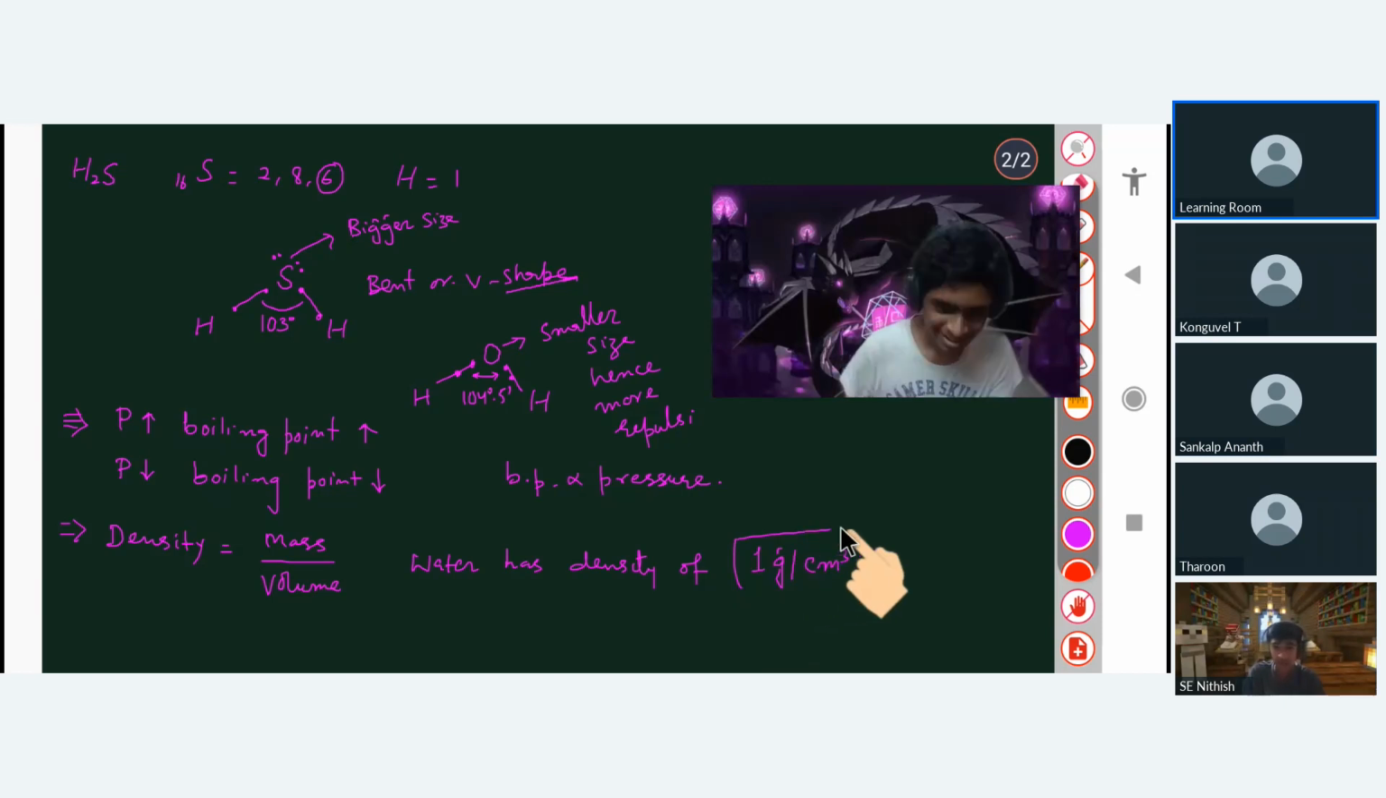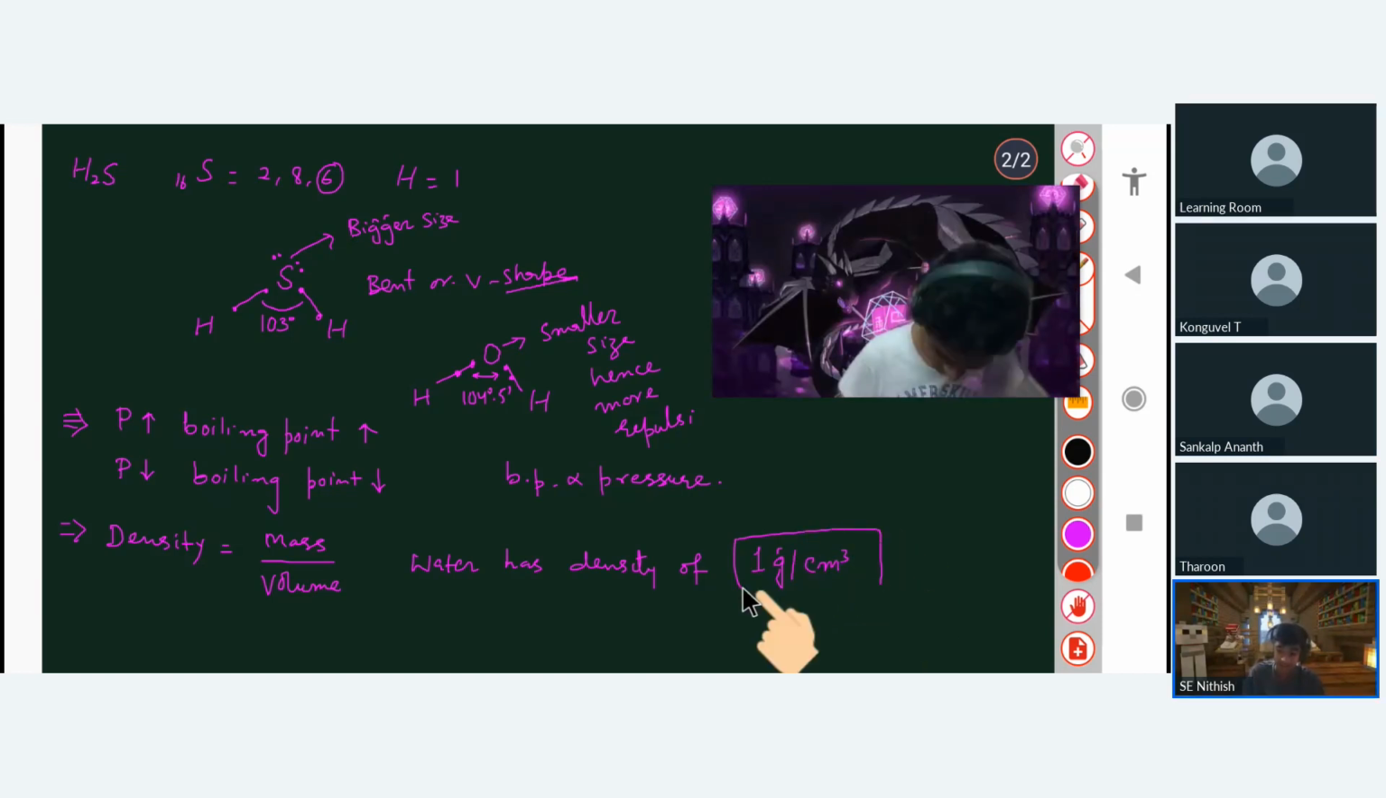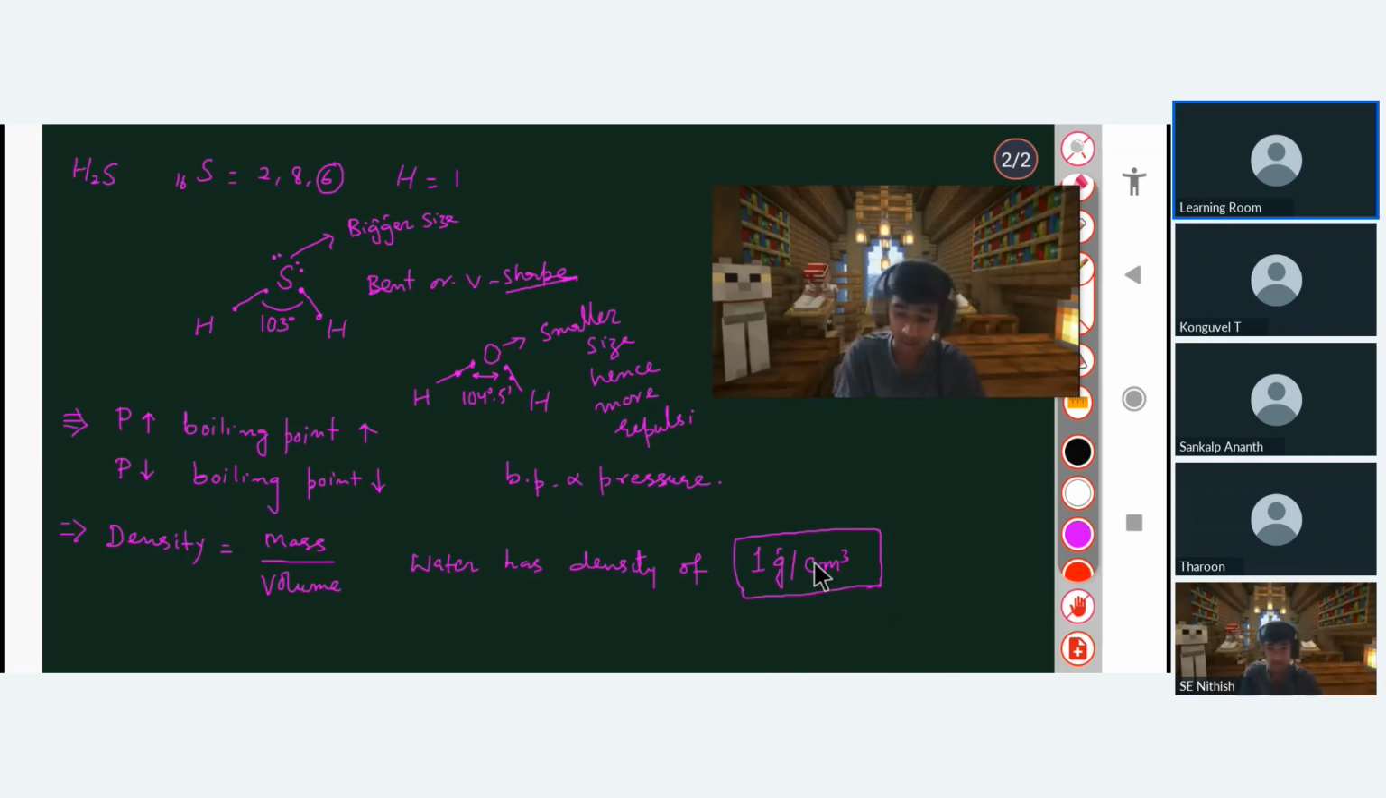So density is 1 gram per centimeter cube. You have to remember that it has very maximum density. But now there is a very important phenomenon: when we actually cool this water, what happens to its volume? What happens to its density?